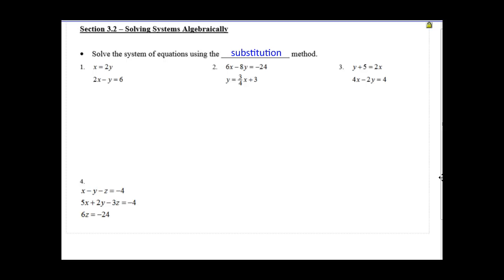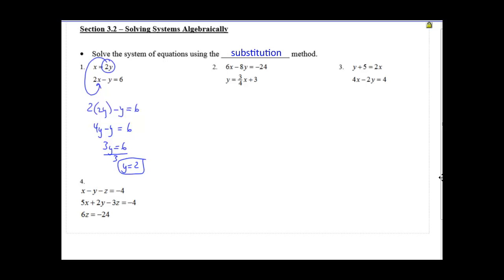So in the first one, if we take this 2y and we substitute it in for x there, with parentheses, we're going to get 2 times 2y minus y equals 6. Distribute or multiply, so we get 4y minus y equals 6. So you get 3y equals 6. Divide by 3, you get y equals 2.